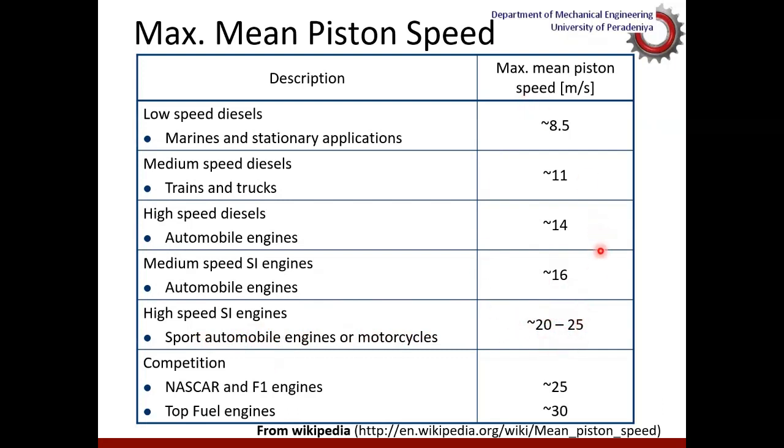Likewise, there is a limit of the maximum mean piston speed, as you could recall from the previous slide. So this is 2L into N. As I said earlier, there is a limit that we can increase the value of L, and there is a limit that we can increase the value of N. Accordingly, there is a limit for the maximum mean piston speed.